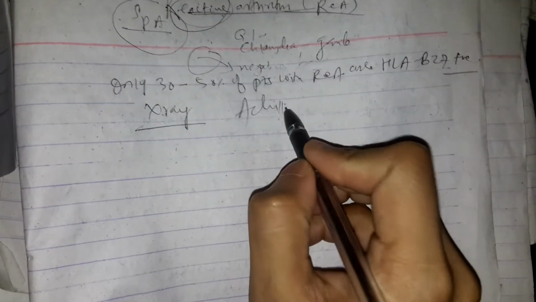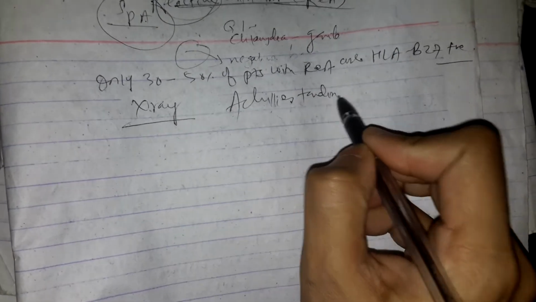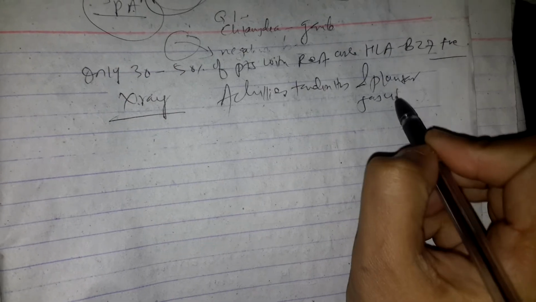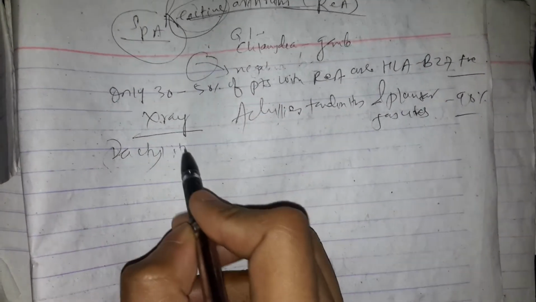Sacroiliitis may be present with axial joint involvement, and Achilles tendinitis and plantar fasciitis occur in up to 90% of cases. So since it occurs in 90% of cases, let's write down Achilles tendinitis and plantar fasciitis occur in 90% of cases. Okay, and dactylitis can also occur. Dactylitis can also occur in reactive arthritis.